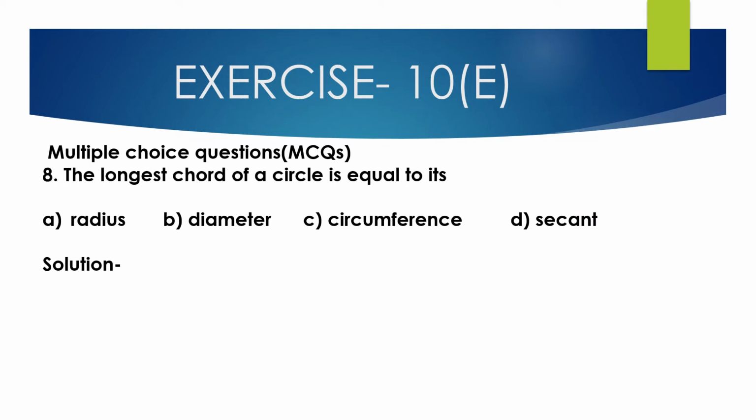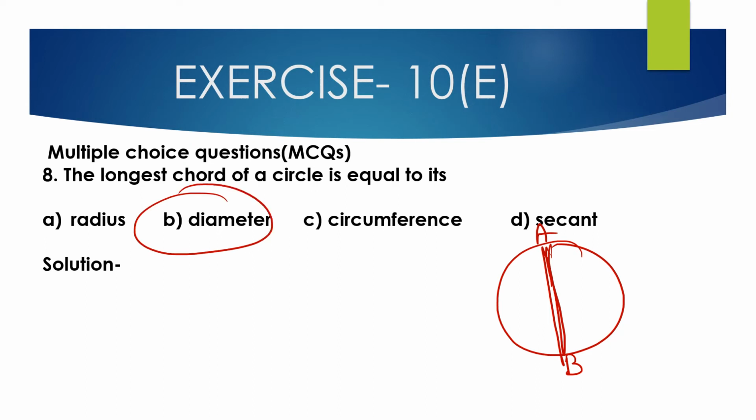Now question number 8. Multiple choice question. The longest chord of a circle is equal to its, radius, diameter, circumference, and secant. The longest chord joins any two points of a circle. Suppose A and B are any points on the circle, joining any two points on a circle is a chord, and diameter is the longest chord of a circle. So the longest chord of a circle is the diameter. So option B is correct.